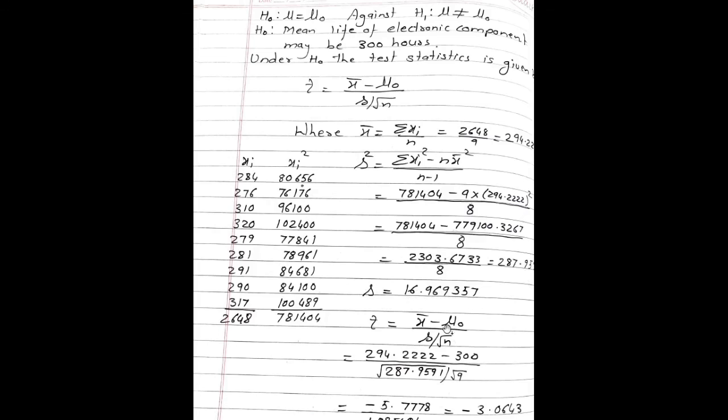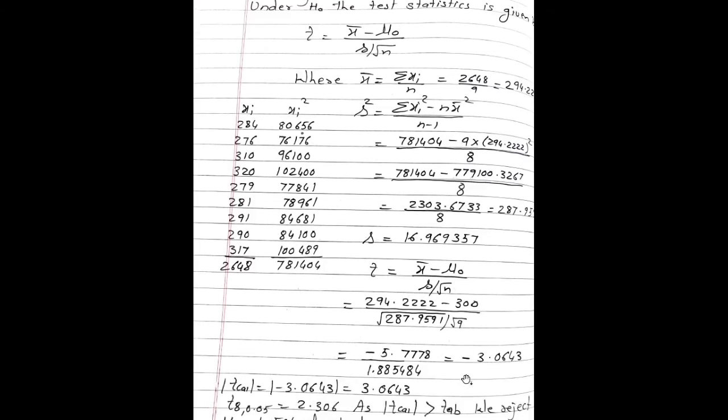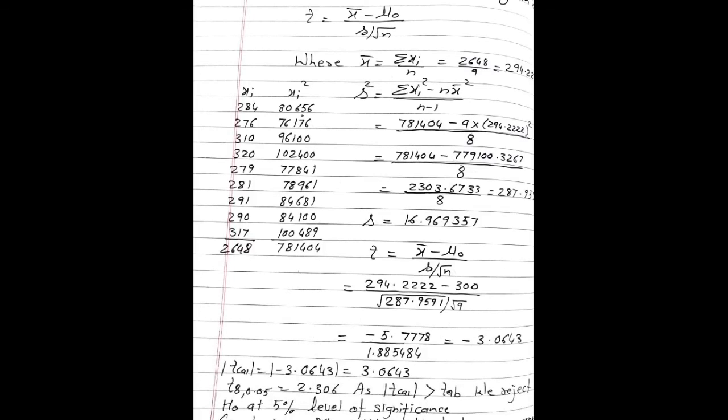s becomes 16.969357. So we will calculate the value of t as x bar minus mu naught upon s upon root n, which is equal to 294.2222 minus 300 divided by square root of 287.9579591 upon square root of 9. So the answer becomes minus 5.778 divided by 1.885484. So the final answer comes out to be minus 3.0643.